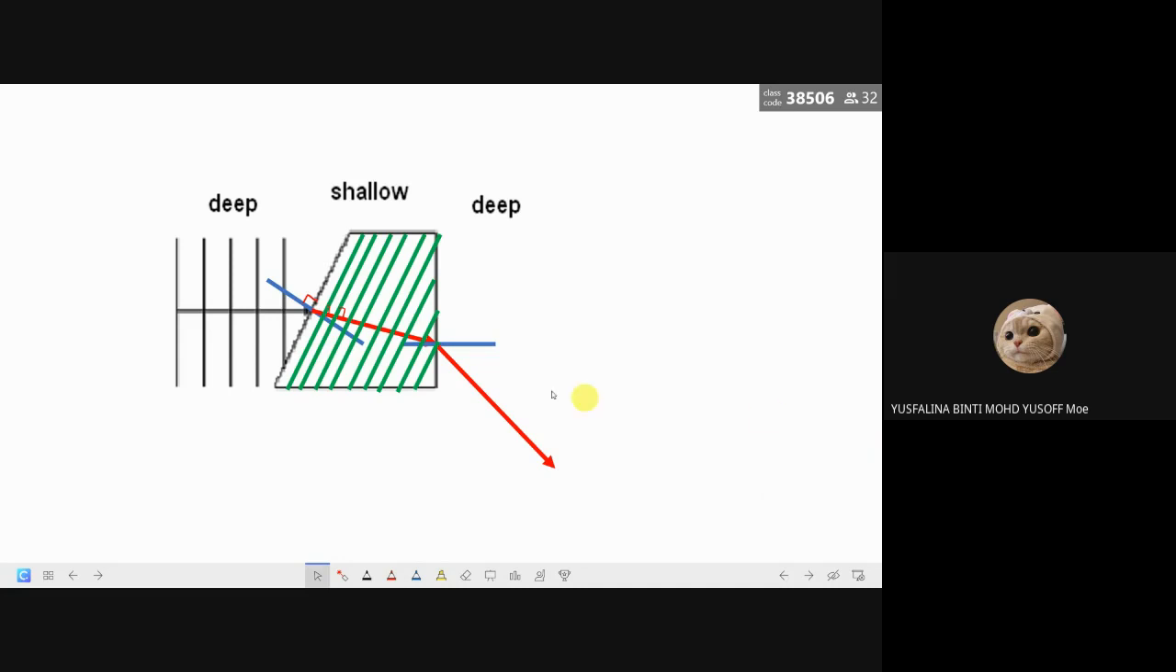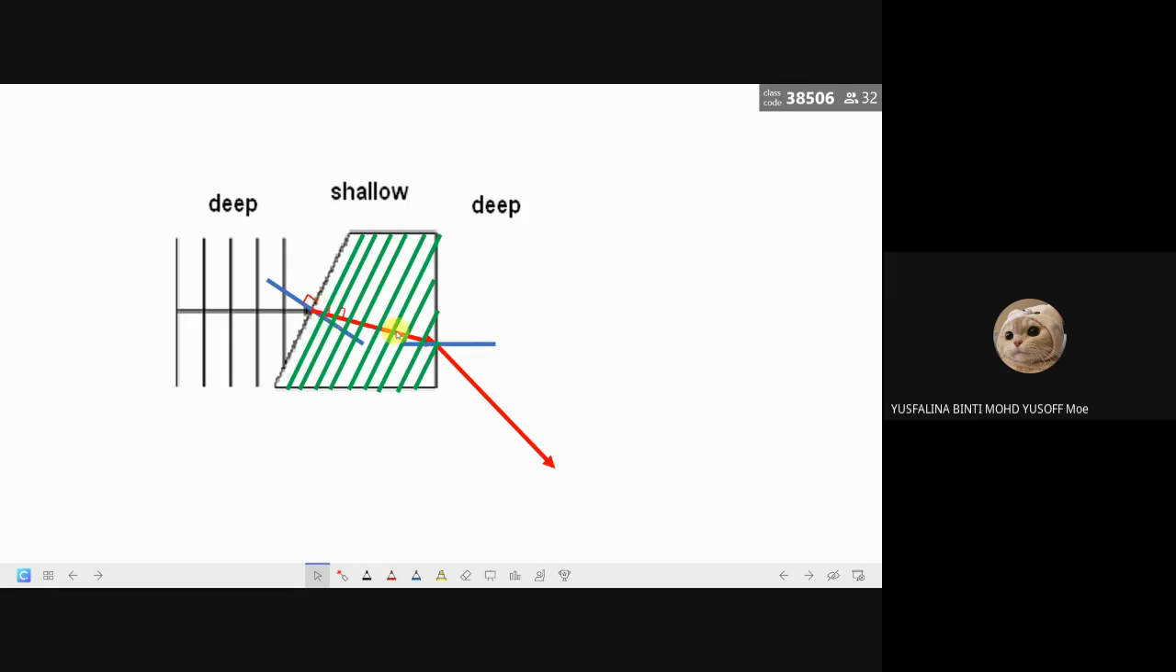Okay, so from here, this is the direction of propagation. This is the normal line. You have to draw the normal line, and after that, you draw the direction of propagation. So here, from deep to shallow, it will refract towards the normal line. You can see the direction of propagation here refracted towards it, so it becomes closer to the normal line.